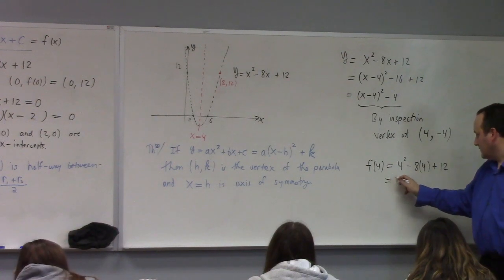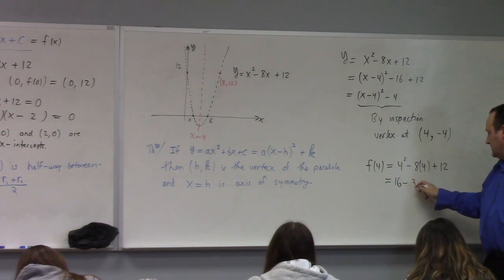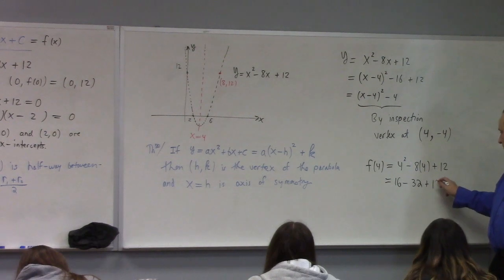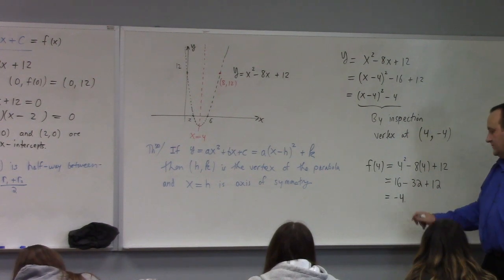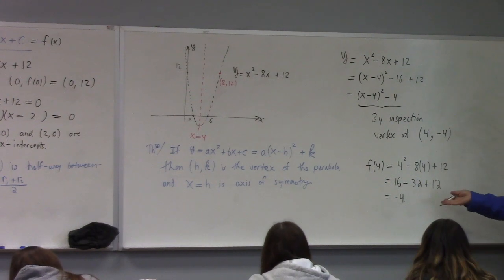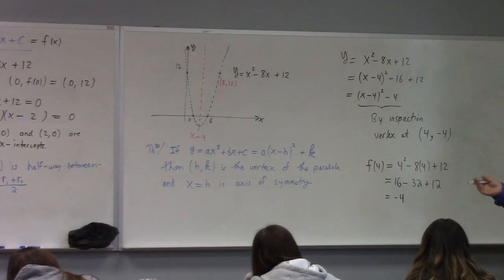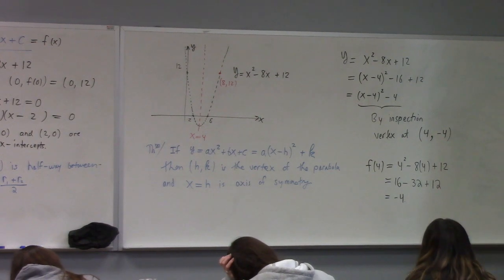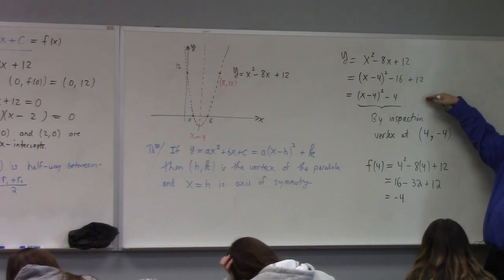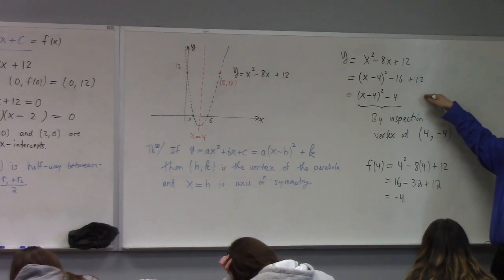16 minus 32 plus 12, also known as what? Minus 4. So that's the other way you could find the y-coordinate for the vertex. Once you know that the x-coordinate is at 4, you can plug 4 into the quadratic and get back out minus 4. I would argue that this completing the square way of finding the vertex is way, way faster.